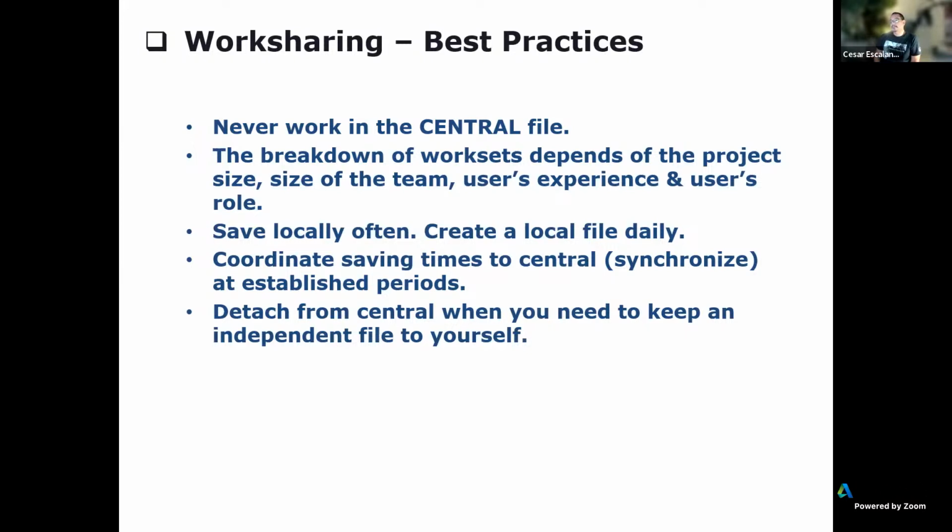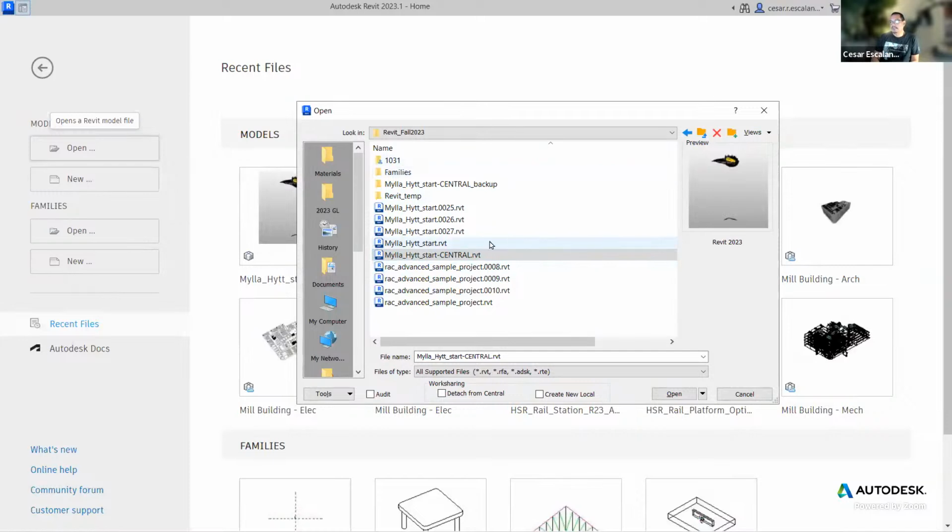Or you detach from central when you're going to send this file to a consultant. The way to do this is you navigate to the central file and you see this checkbox that says detach from central. This is going to create a new copy of the central file removed from the work share environment, and this will be a standalone file. You cannot rejoin a detached file into the work sharing operation.